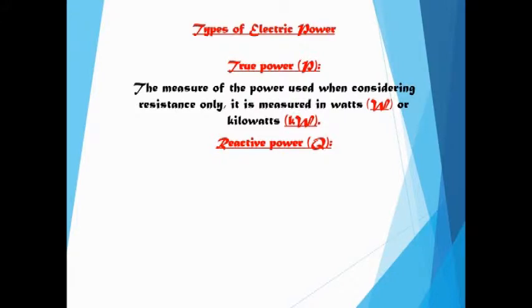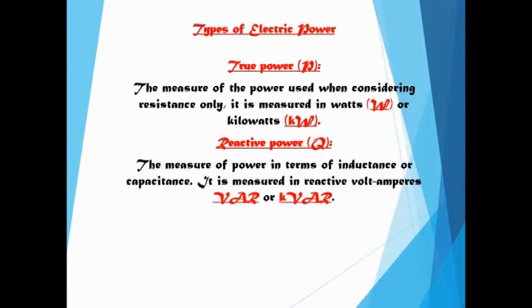Types of electric power. You have three different types of power. True power, which is shown by P, or capital P, the measure of the power used when considering resistance only. So the power that's consumed only by that resistor in that circuit that I showed you. It is measured in watts, and the letter for it is W, or kilowatts, kW. The other type of power is reactive power, and the letter for it is Q, and is measured in volt amp reactive. It is the measure of power in terms of inductance or capacitance.